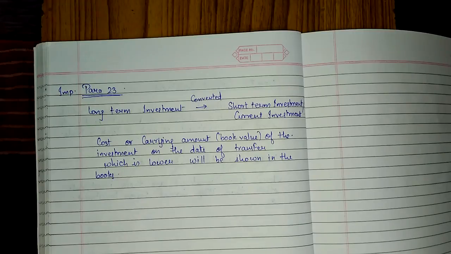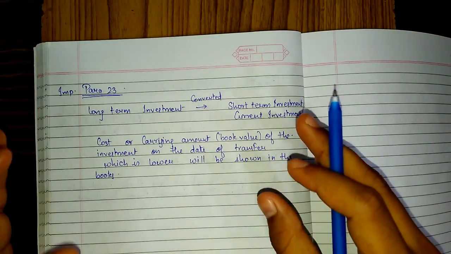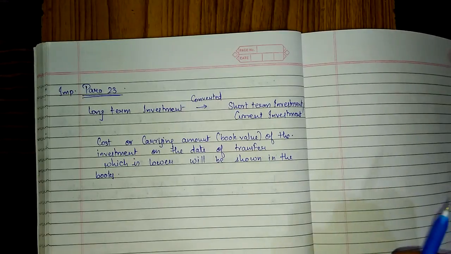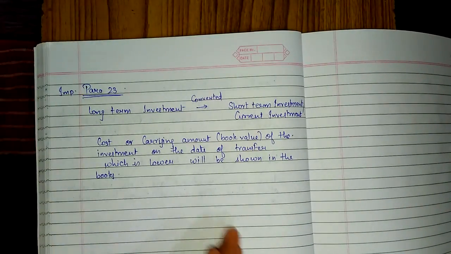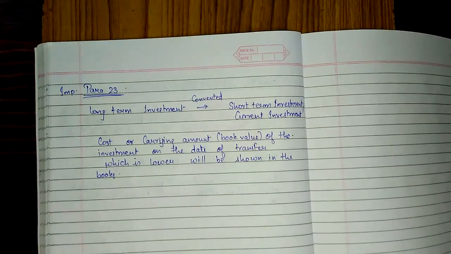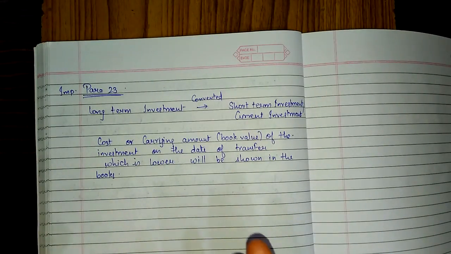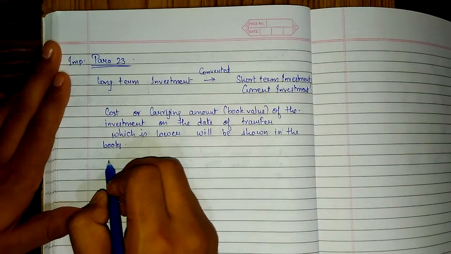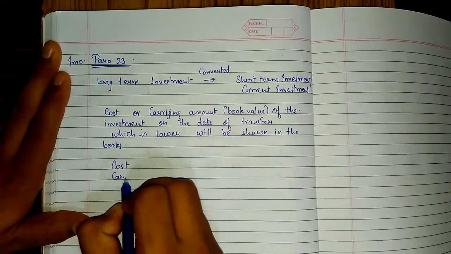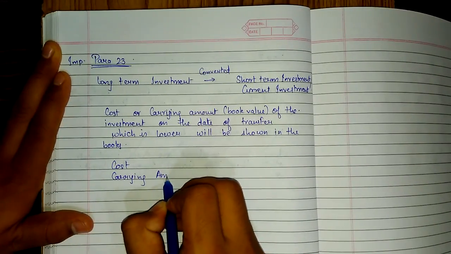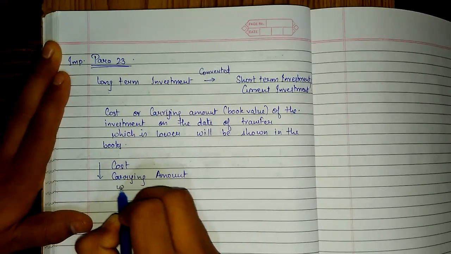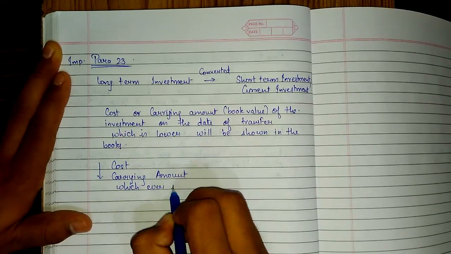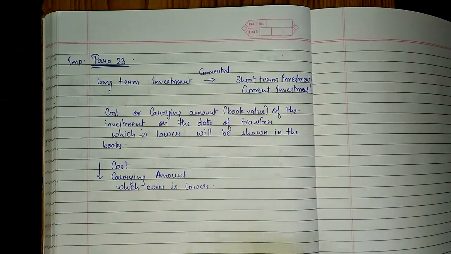So how to show the value of the investment in your balance sheet, that is in the books of account? Cost or carrying amount. Cost means the cost of the investment, or the market value, and carrying amount means the book value of the investment on the date of transfer, whichever is lower. So I'll write it in a text manner, how we used to study in text. Cost or carrying amount, whichever is lower, will be shown in the books.